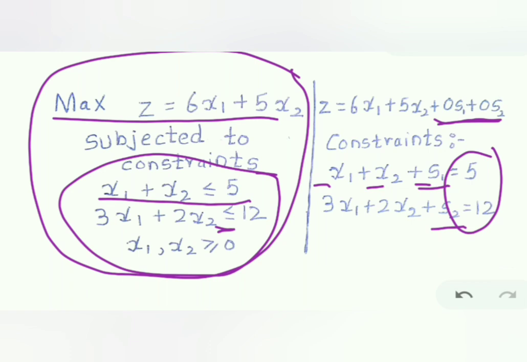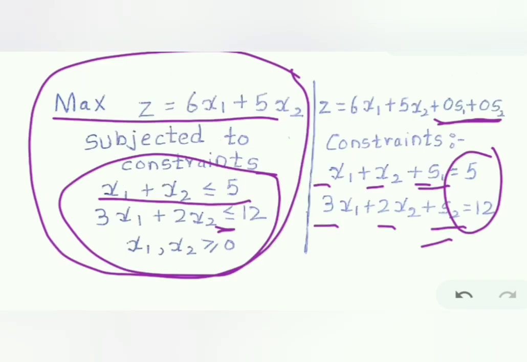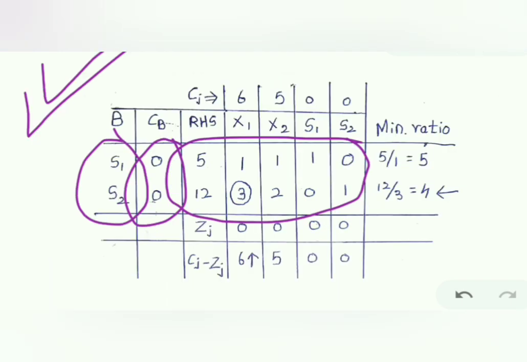See, 1 1 1 is for s1. Remember, for s2 the coefficient would be 0. For the second equation it is 3, 2, 0 for s1 and 1 for s2. Just write all these things here. RHS means 5 and 12, this value. I have written everything. Done. Now what to do? This standard format you need to make at the beginning of every simplex problem.